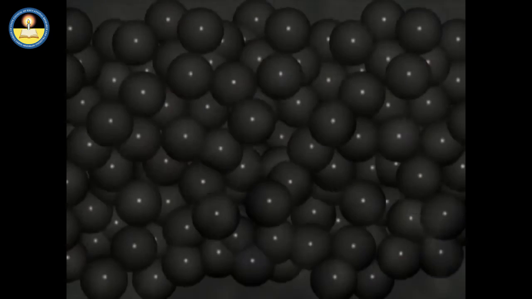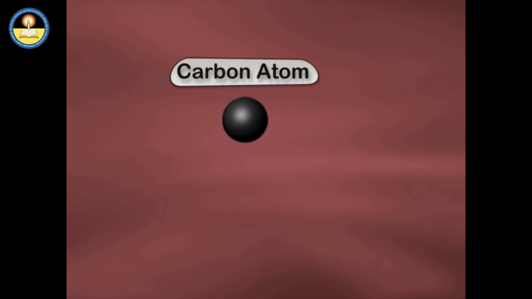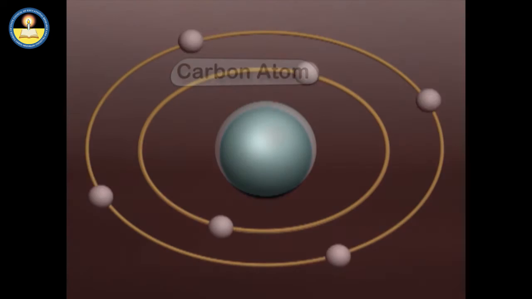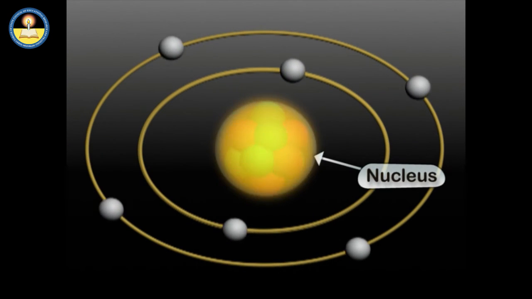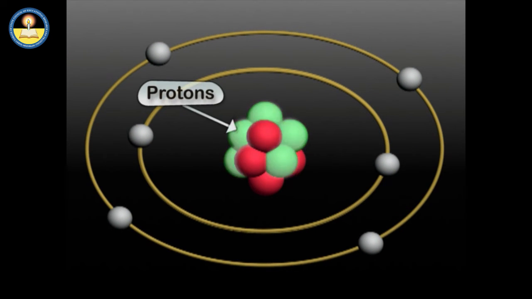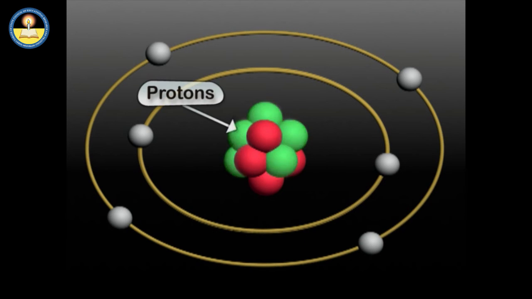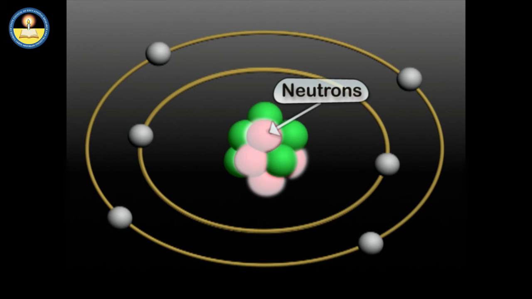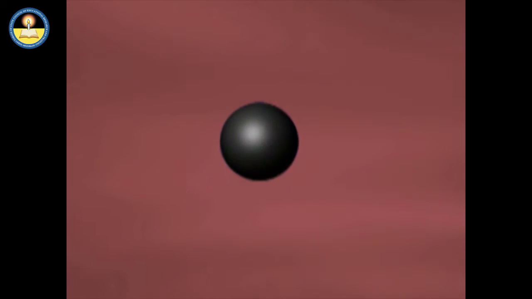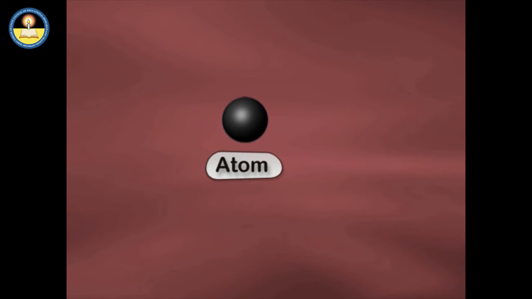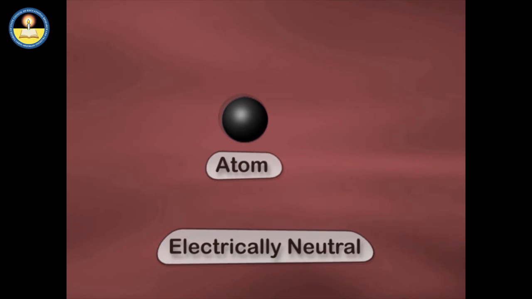As you see in the animation, a carbon atom is shown. In the center, you find a nucleus consisting of protons and neutrons. Surrounding it are two orbits, where we find electrons. Protons are shown in green, whereas neutrons are shown in red. The atom, on the whole, is electrically neutral.